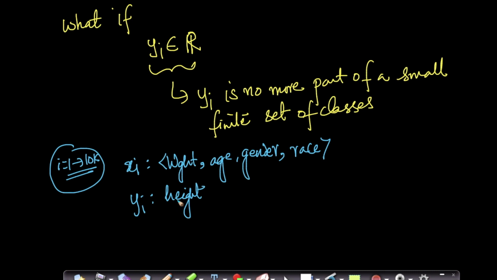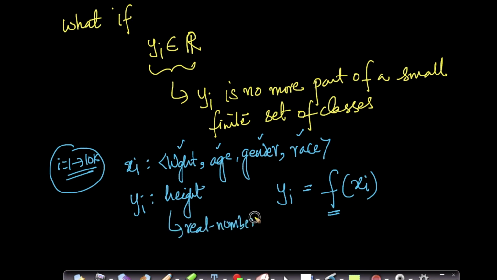So this is also a very nice function. You can also write this as this. Given weight, age, gender, and race, I want to compute a function that returns me the height. This is also perfectly valid. Now, your height is a real number. It's no more a class. Your height could be 182.6 centimeters or 152.7 centimeters. It's a real number if you look at it in centimeters.